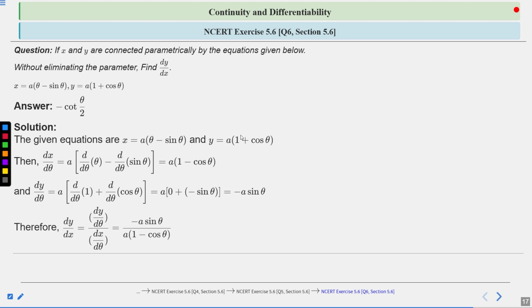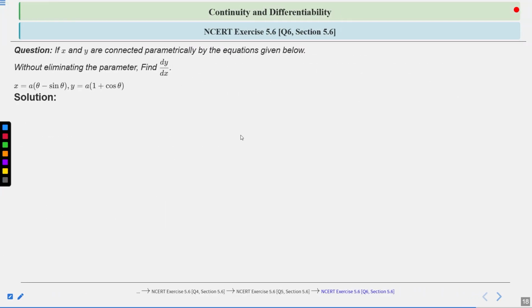Therefore, dy by dx will be equal to dy by d theta upon dx by d theta, right? Therefore, dy by dx will be equal to minus a sin theta upon a times 1 minus cos theta, right? Now, as we know that sin 2 theta is basically 2 sin theta cos theta, and cos 2 theta is basically 1 minus 2 sin square theta, right?